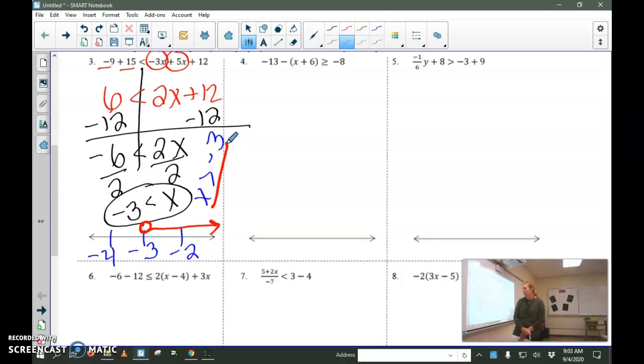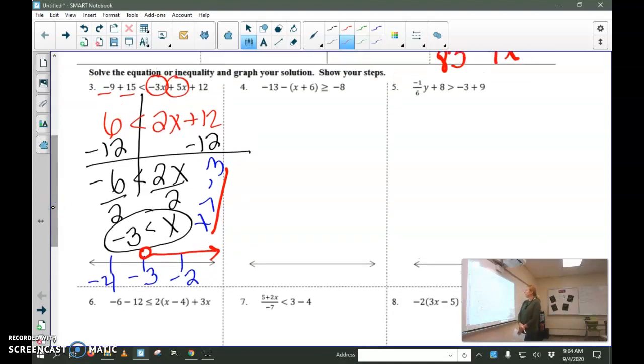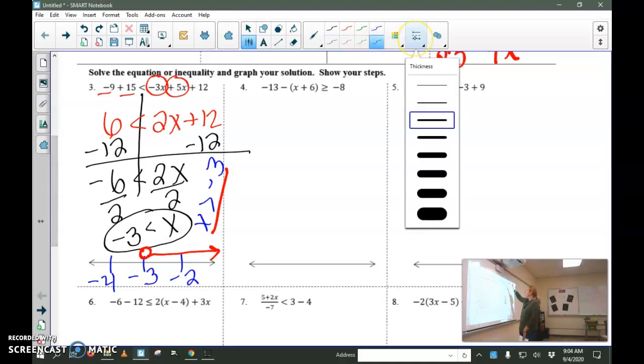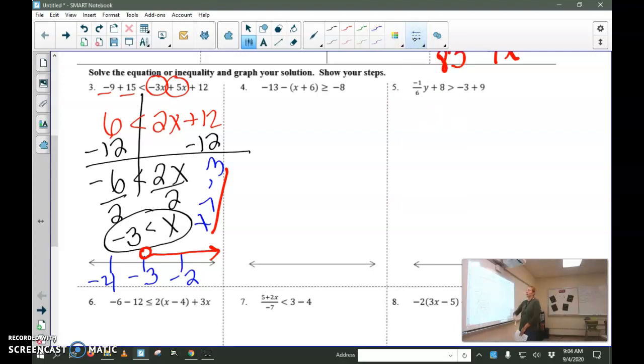All right, let's do one more example together. Example number 4: -13 minus the group x plus 6 is greater than or equal to -8. Again, I like to get my bar running down my line underneath that inequality symbol. It helps me keep track of what I'm doing on each side of that bar. I look for combining like terms or the distributive property before I start considering inverse operations.